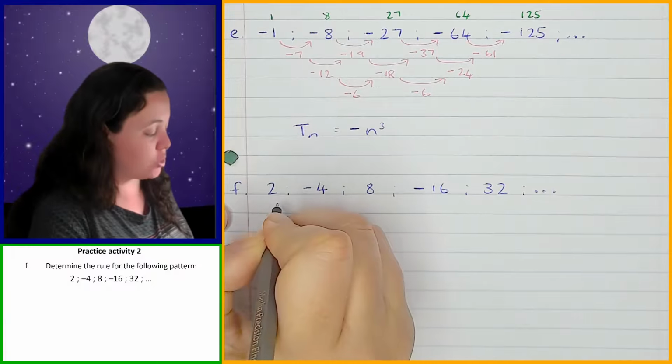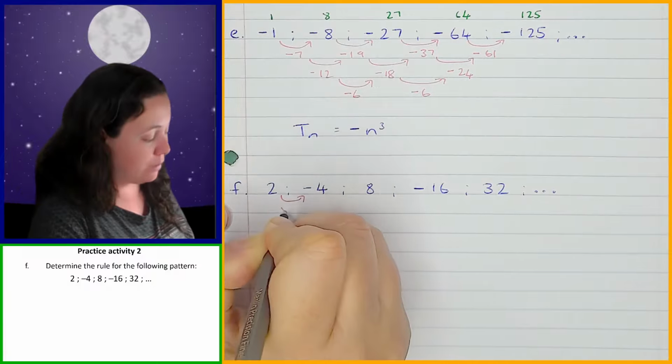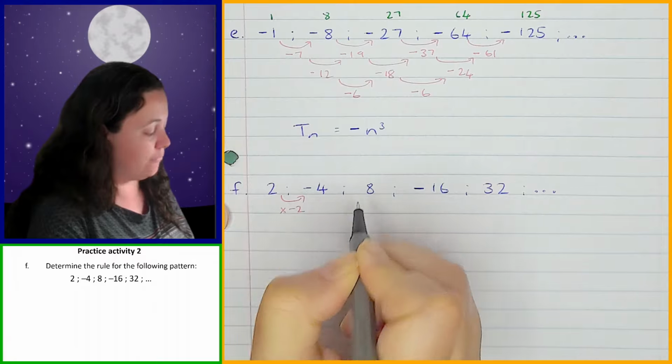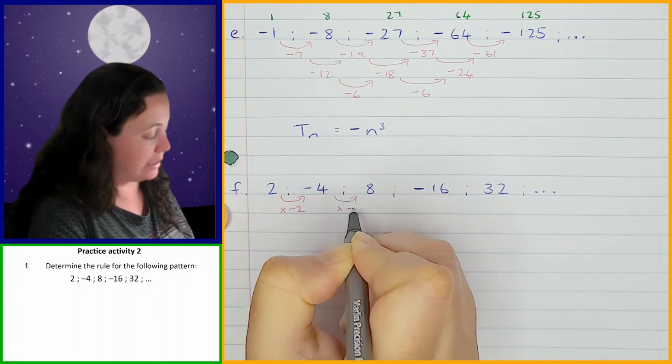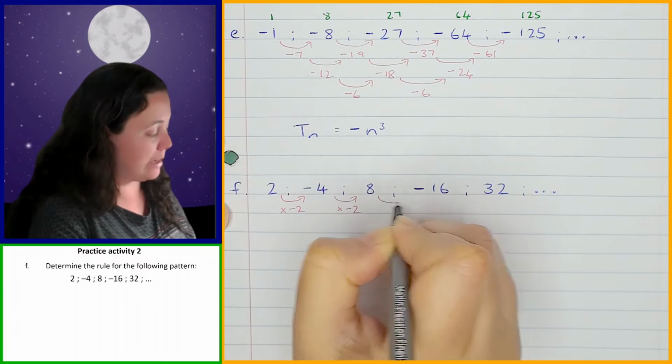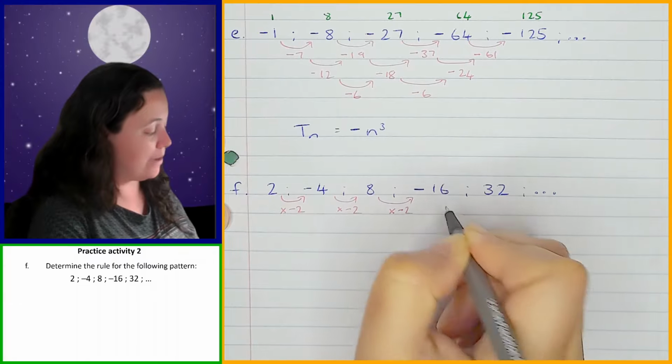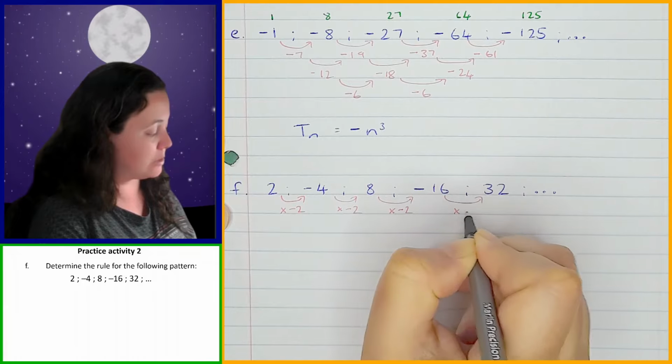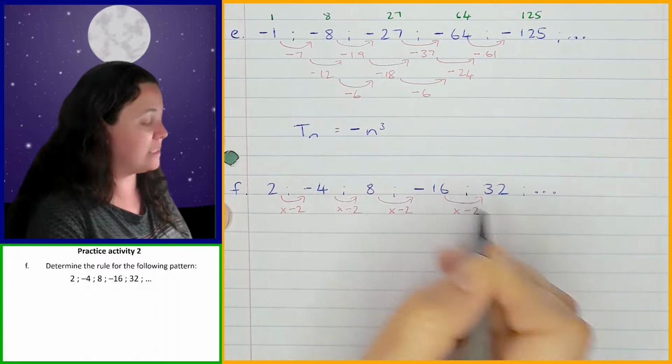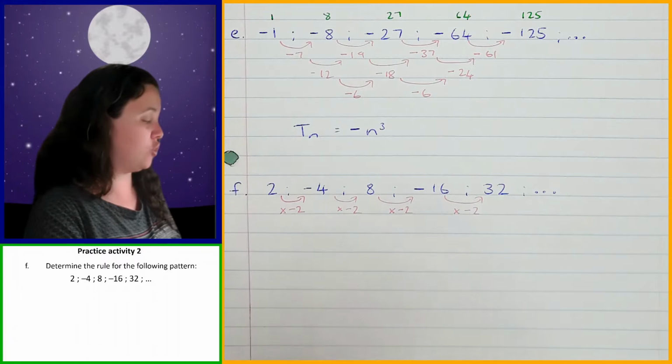Okay, so over here from 2 to -4, I am multiplying by -2. From -4 to 8, I am multiplying by -2. From 8 to -16, I am multiplying by -2. And from -16 to 32, I am multiplying by -2. So I've got a constant ratio of -2 in this pattern.